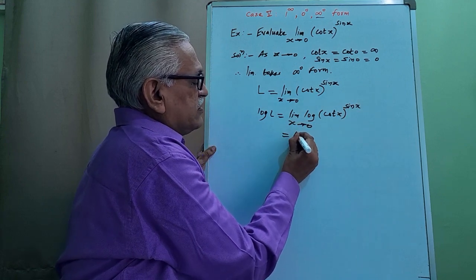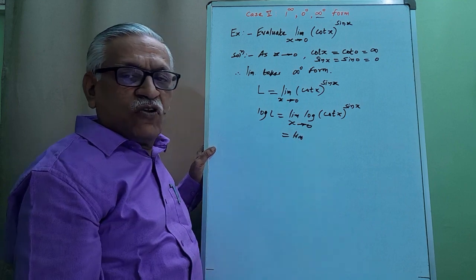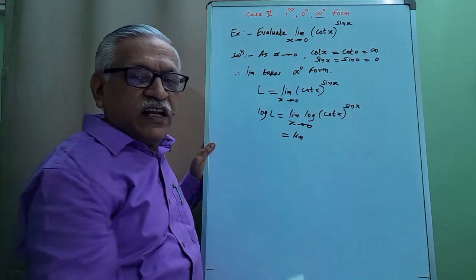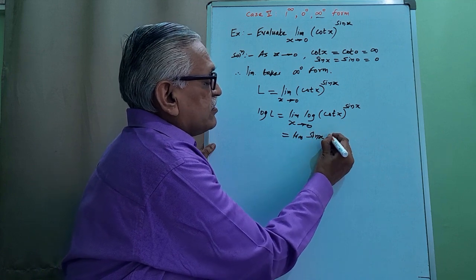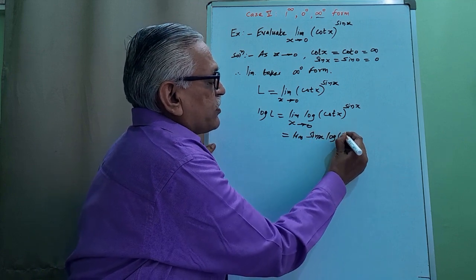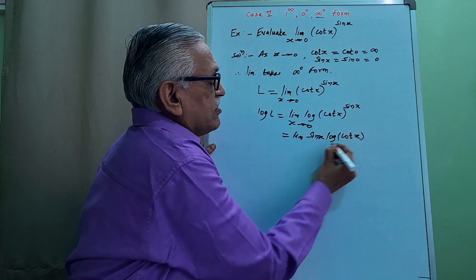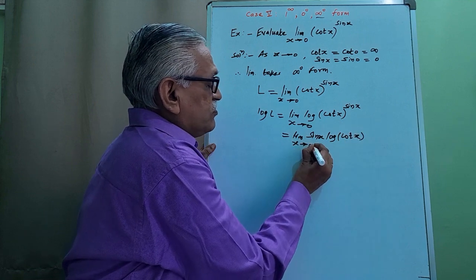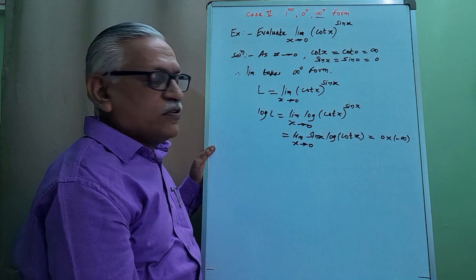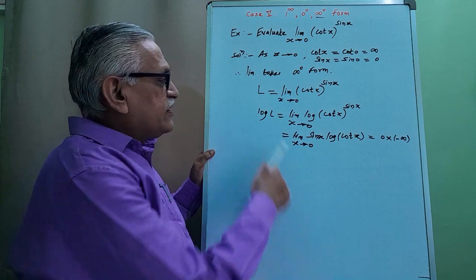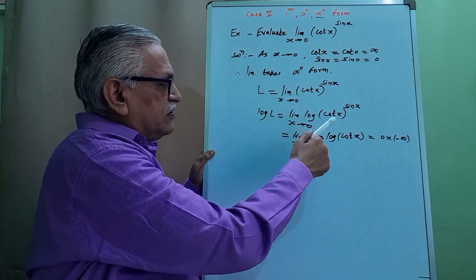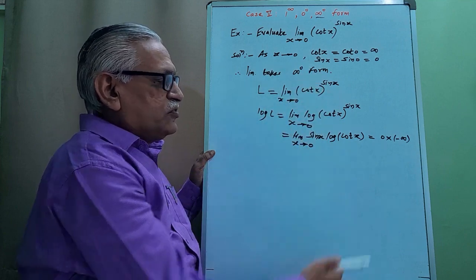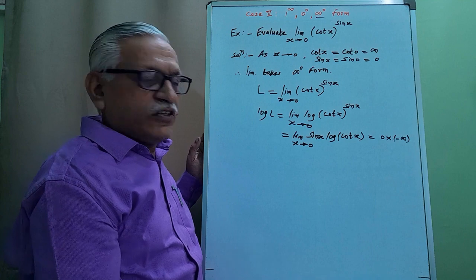Applying laws of logarithm, log m raised to n is n log m, and therefore it becomes limit of sin x into log of cot x as x tends to 0. Therefore the form is 0 into infinity. Original form is infinity raised to 0. I have converted it into 0 into infinity form.